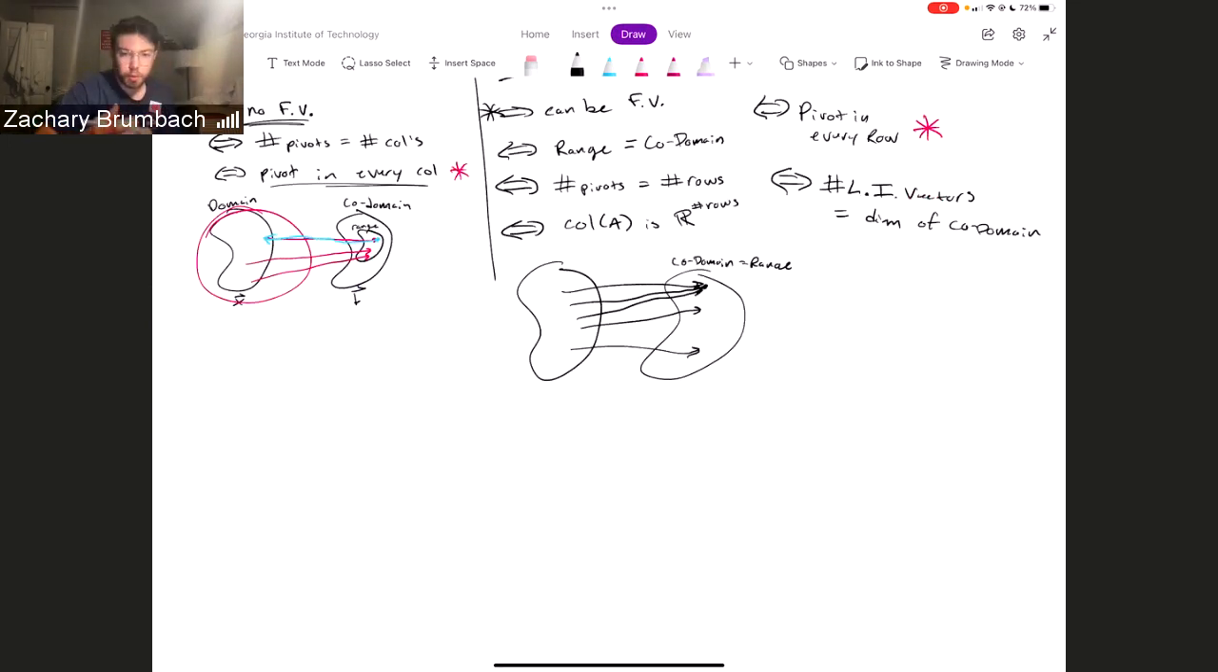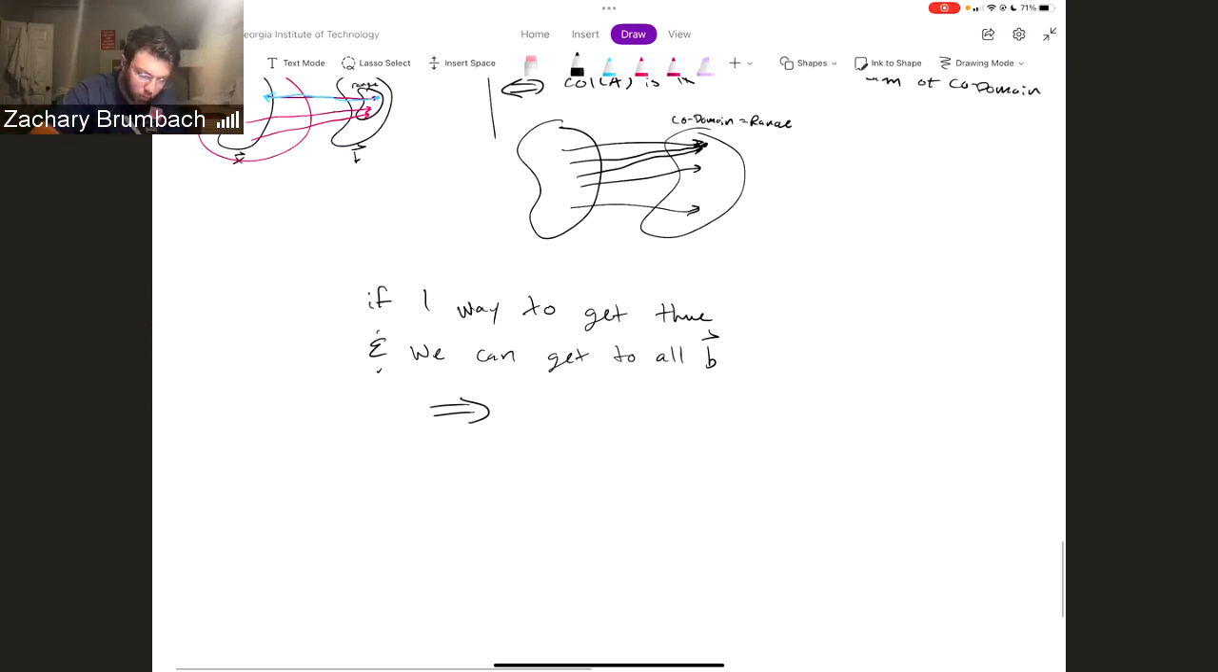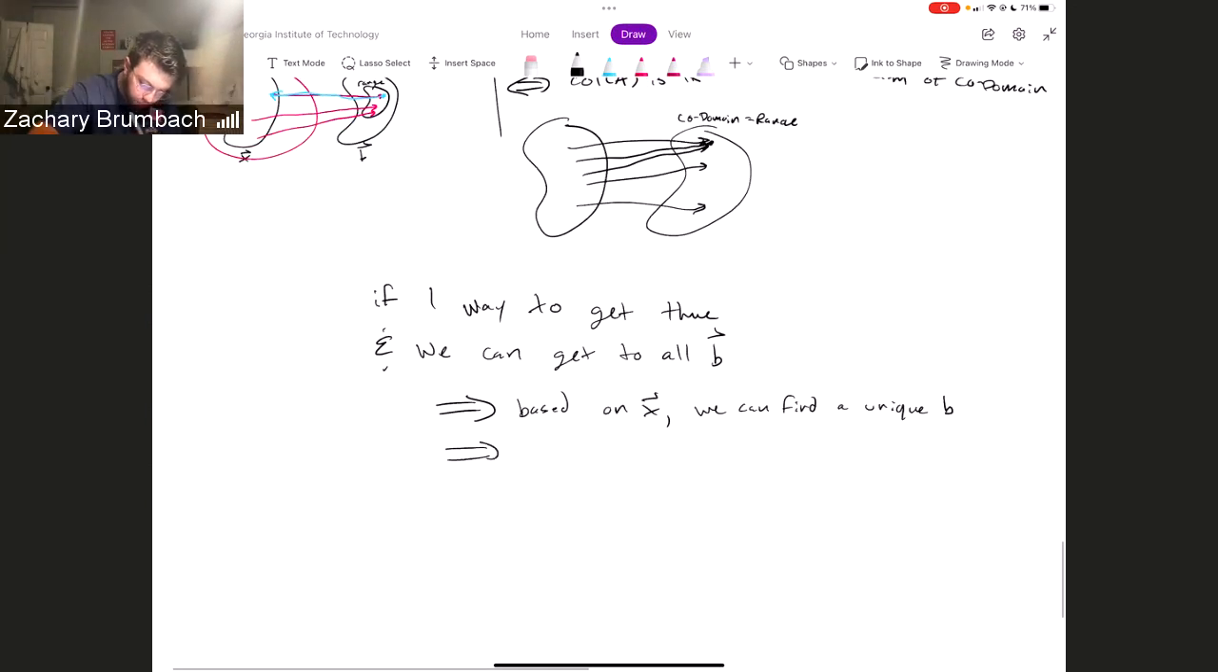Okay. All right. So the reason that we want both of these things is because if there's one way to get there, and we can get to all B, then based on X, we can find B, obviously. Find a unique B, and based on any B, we can find a unique X.